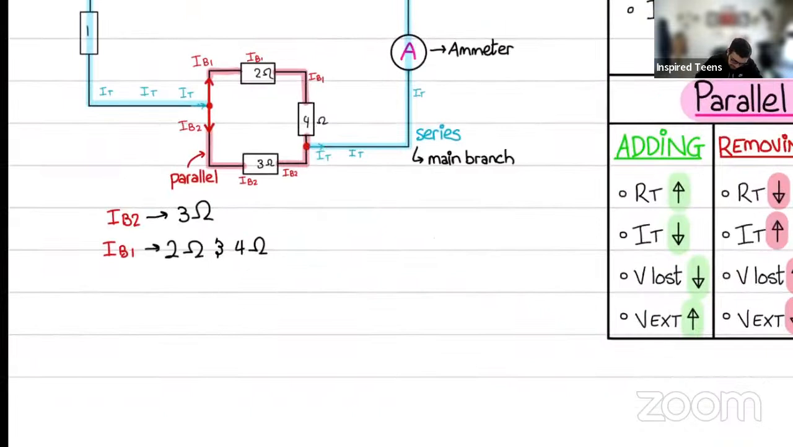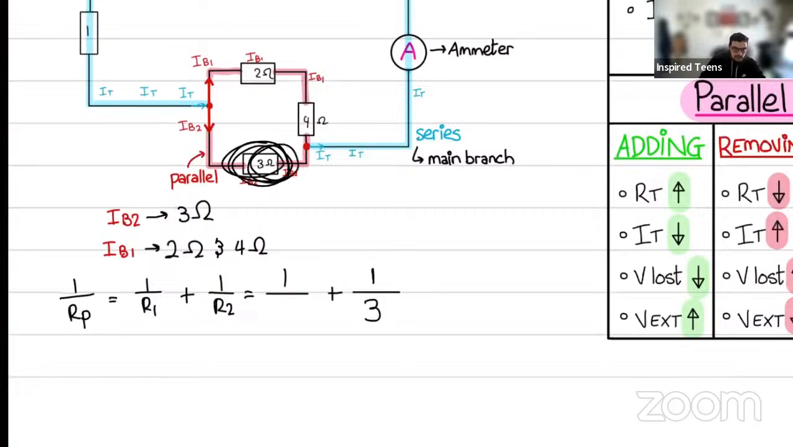Now, parallel resistance is calculated by saying 1 over Rp is equal to 1 over R1 in this case plus 1 over R2, because there's just 2 of them. Now, this would be equal to 1 over R1 plus 1 over R2. I branch 2 just has 1 3 ohm resistor, so that would just be 1 over 3. That's the 3 ohm resistor there.